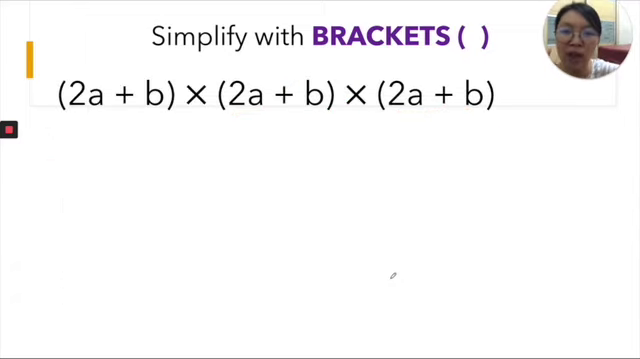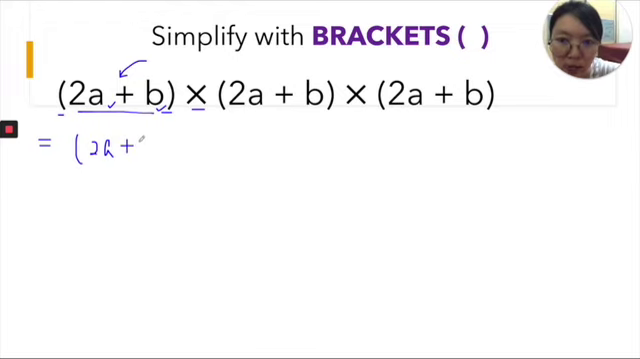Clear? What if I have this? Bracket 2a plus b times 2a plus b times bracket 2a plus b. Again, we have bracket, we have times. So do whatever is inside the bracket first. Inside the bracket, check, oh, plus. Plus meaning look for like terms. Any like term? No like term. One is A, one is B. Can I do anything? Can I simplify? No, I cannot. So I have to put down the same thing here, 2A plus B in bracket.